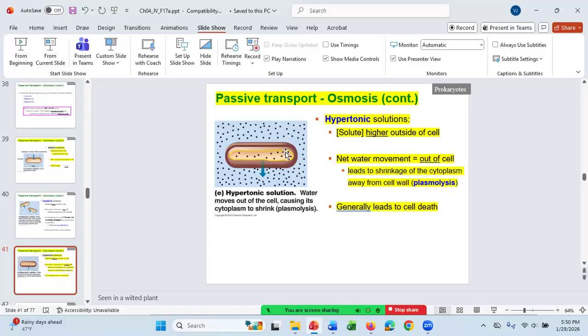And then another cell like E. coli is very sensitive to plasmolysis. You put E. coli in a hypertonic solution like E. coli falling into a bottle of honey or a bottle of molasses. The water will leave the E. coli and then that cell will die quickly within a day.